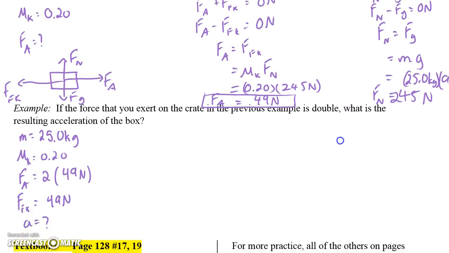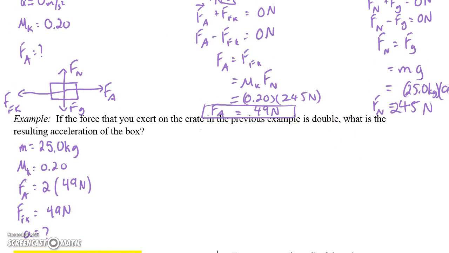So let's take a look at the second example, which is related. So we've got the same force, the same crate, but now the force that we're applying to it is doubled. So our applied force is doubled. What is the resulting acceleration of the box? So if we're applying more force, we're going to accelerate.